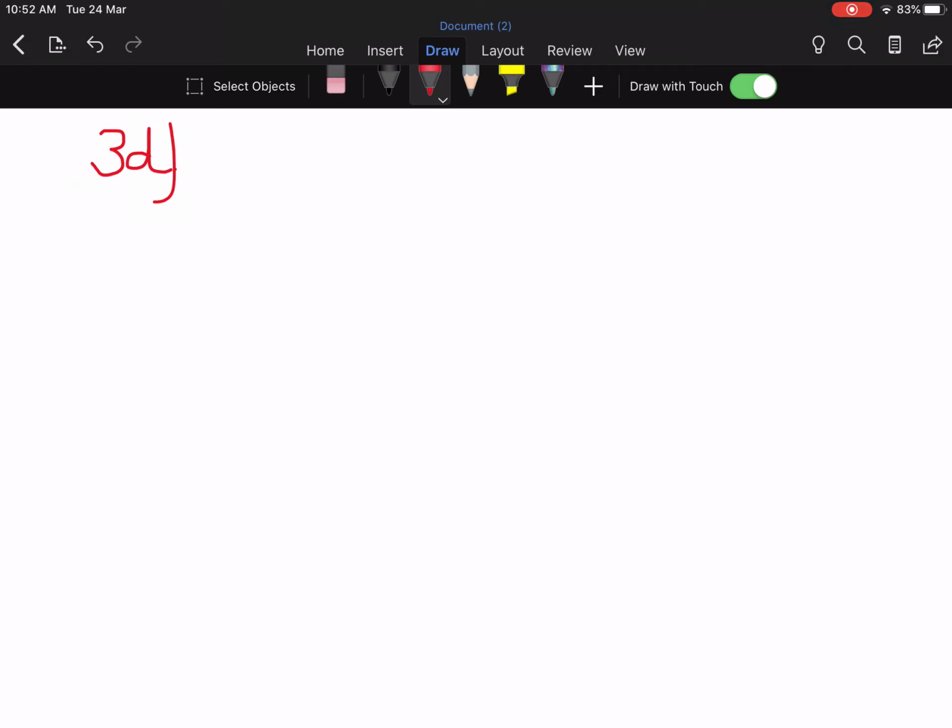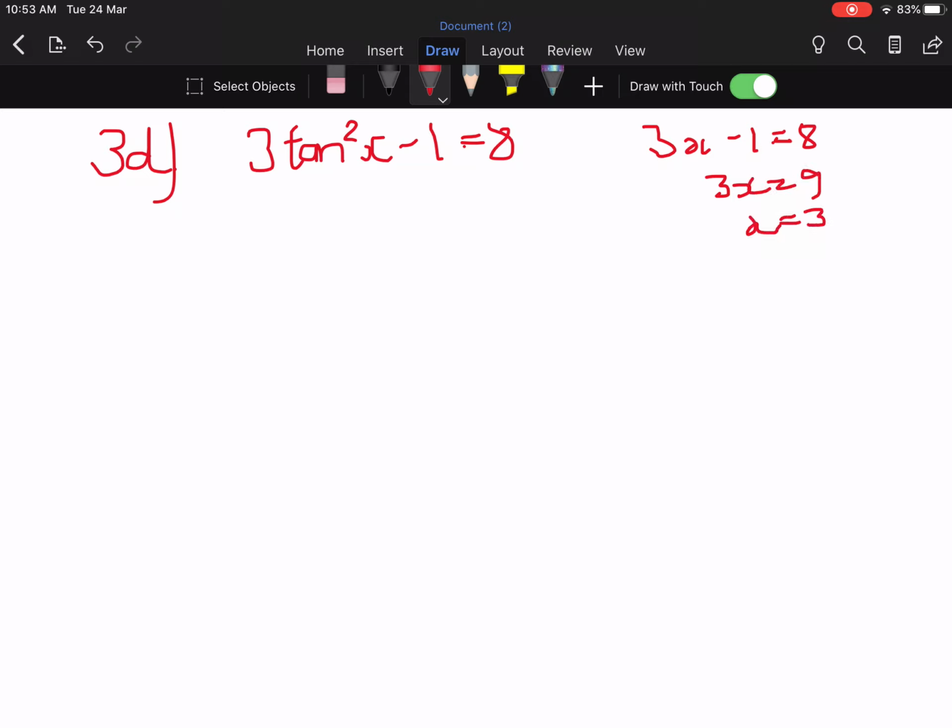So it says 3 tan squared x minus 1 equals 8. So this is just like solving an equation. Imagine I had 3x minus 1 equals 8. We would all be able to solve that. What would we do first? Would we divide by the 3 first, or would we take the 1 over? Of course we would take the 1 over, and then we would divide by 3. Okay, so it's just like that, simple linear.